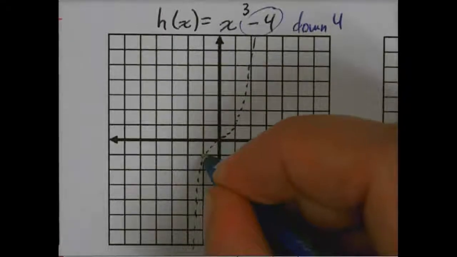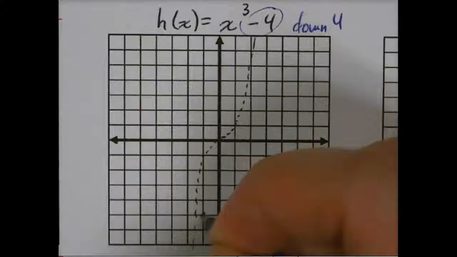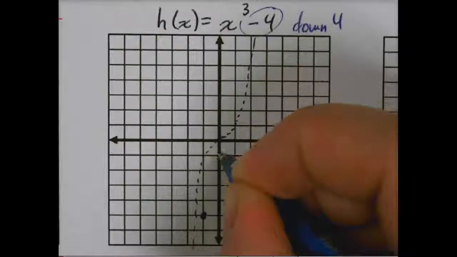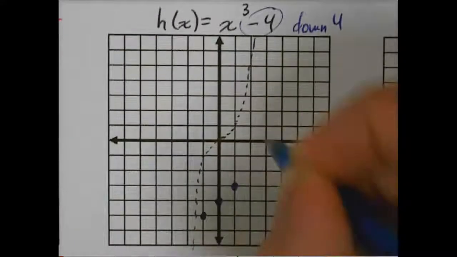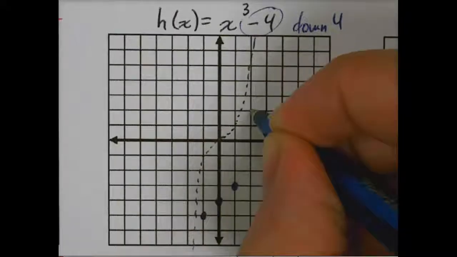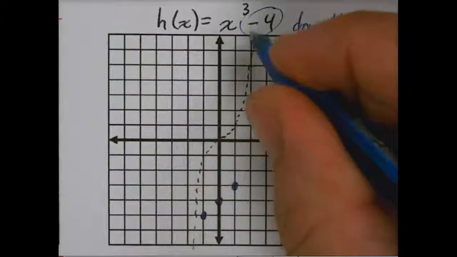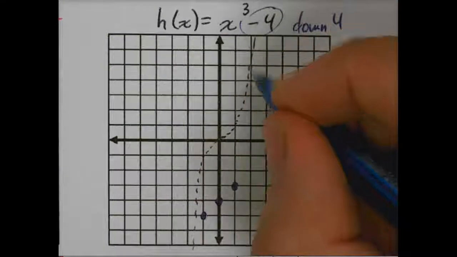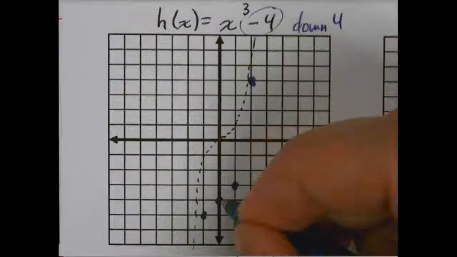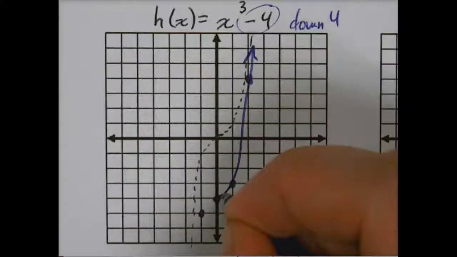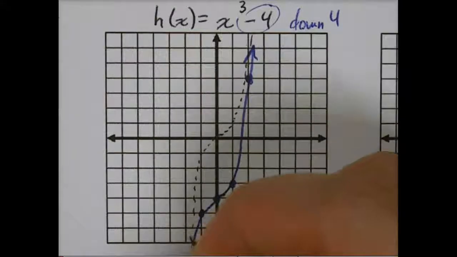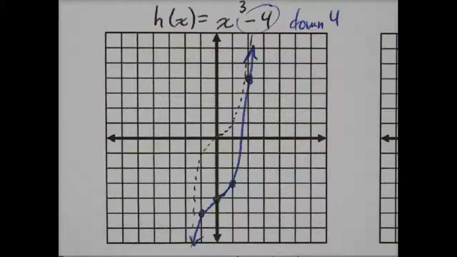We had one at -1, -1. So down 1, 2, 3, 4. You can move 0, 0, down 1, 2, 3, 4. And we had a point at 2, 8. So 1, 2, 3, 4, 5, 6, 7, 8. So 1, 2, 3, 4. And I can graph my new equation best I can. All right, and that's it.